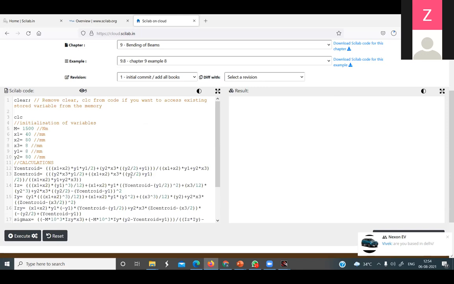The codes are already there. You just need to run them, assign the values. That's it. That's all from my side. Any questions? Thank you.